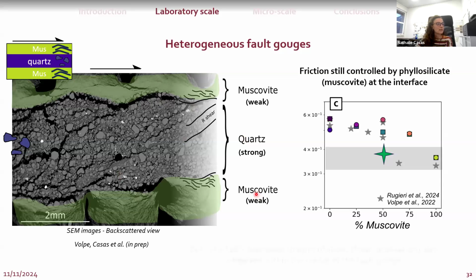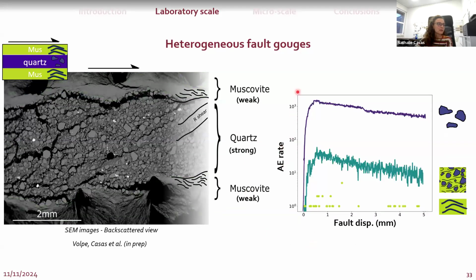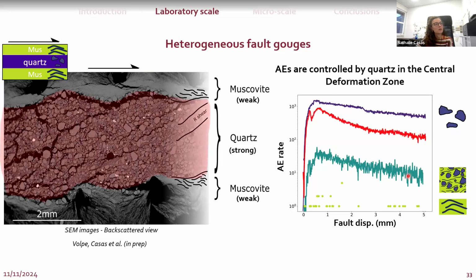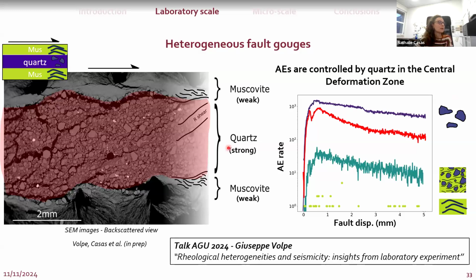Now, if we look at the acoustics in this case, so these are the acoustic emission rate as a function of fault displacement for the previous experiment, the pure quartz, the pure muscovite, and the homogeneous mixtures. Now, if we have a look at the new acoustic emission rate, it seems very close to the one of pure quartz. Indeed, here we have a very large amount of quartz particles, but it means that there is really something happening within this entire experiment that is similar to the pure localized deformation that is happening within the quartz. So we have this double mechanism that is interesting to study. And if you want to know more about this experiment, I ask you to go to the talk of Giuseppe Volpe that he will give at AGU this year.